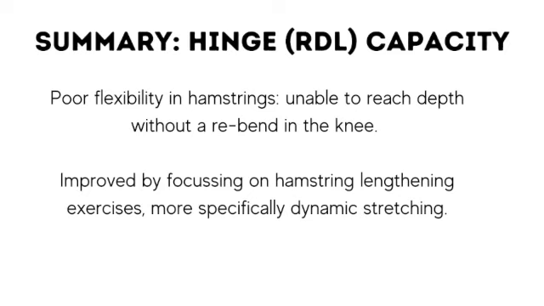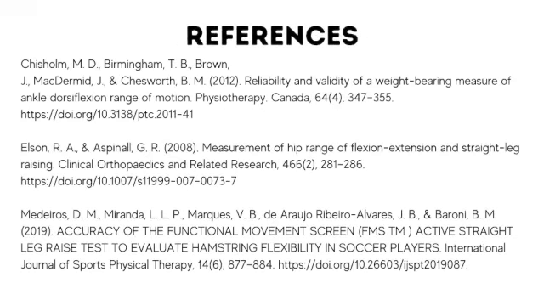In summary, this athlete had a capacity-based issue with a lack of flexibility in the hamstrings. Dynamic-based exercises were implemented in the aim to increase hamstring length to avoid a rebend of the knee throughout the RDL. This was achieved, however further coaching and work could be done on improving hamstring flexibility in order to perform a more effective hinge.